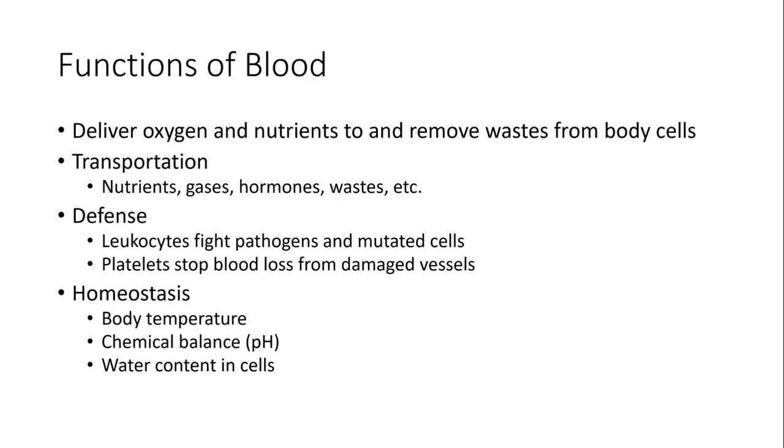So the main functions of blood, its number one function, primary function, is to take oxygen and nutrients to all of the cells of the body and then remove waste products from those body cells and deliver them back to whatever organ they need to go to for processing. So this transportation is going to include those nutrients again, picking that up from the digestive system. It's going to go to the liver usually for processing and then get distributed out to the body cells.